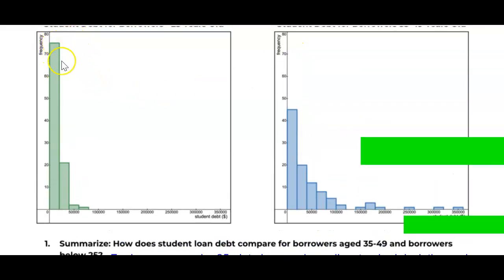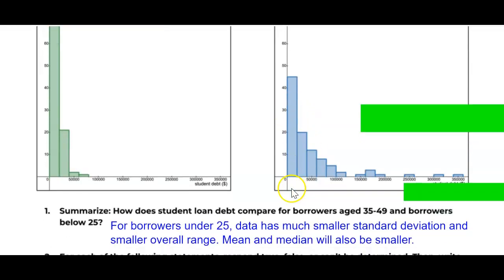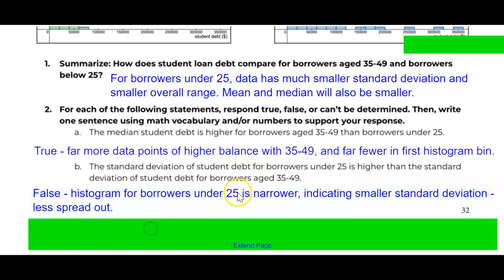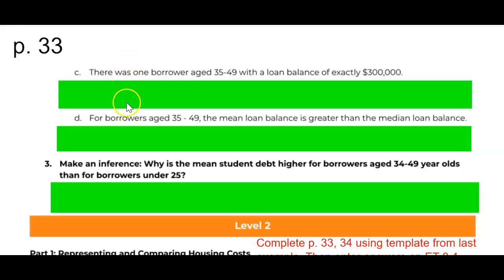So if there's 75 in this first bin, numbers 50 and 51 must be in this section. But numbers 50 and 51 would be in the next section on the older people, so you can tell that way too. All right, for part B, standard deviation of borrowers under 25 is higher than that of borrowers over. So we just talked about that actually. It's false because when you look at the 25 and under graph, it is narrower, so things are more clustered and less spread out. So that would be a smaller standard deviation for that group. All right, go on to the next page and look at those two as well.